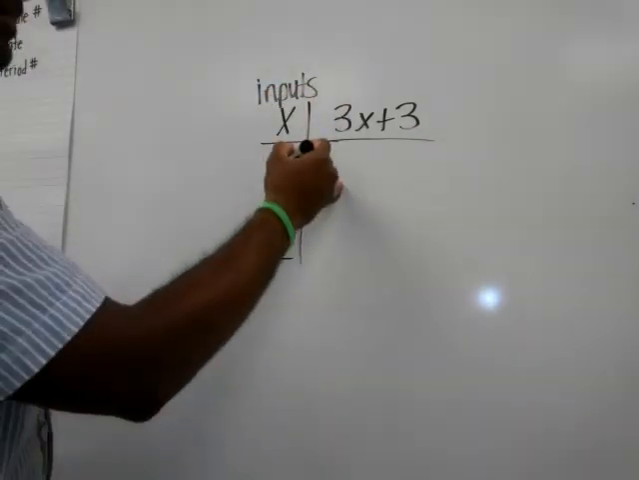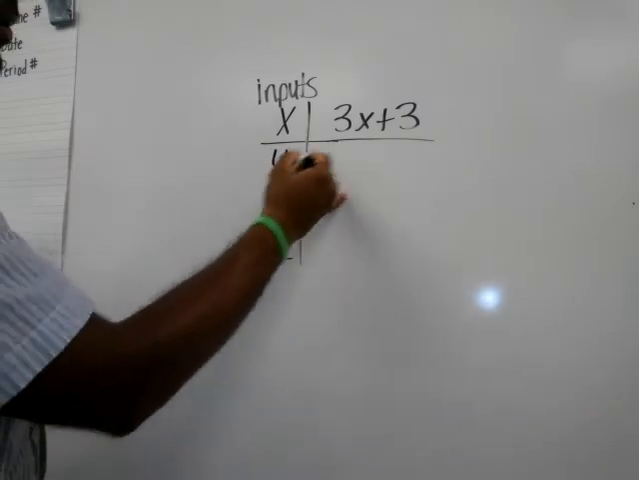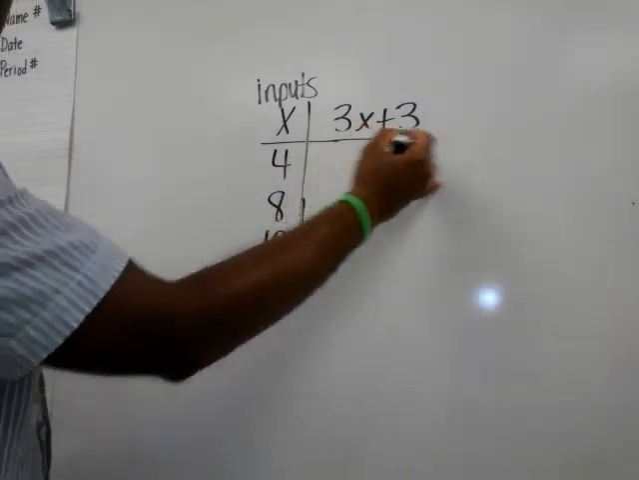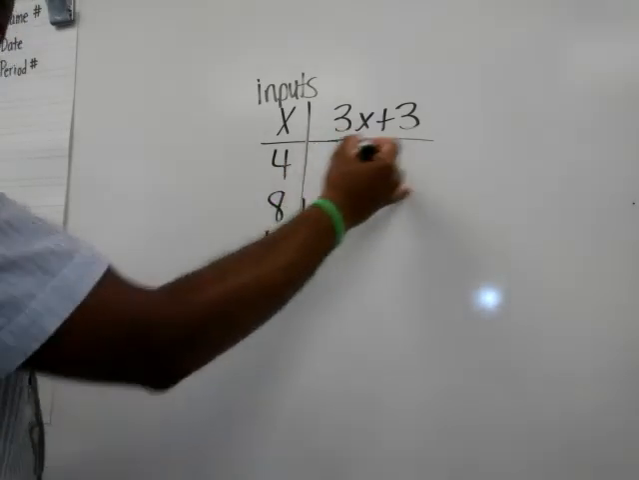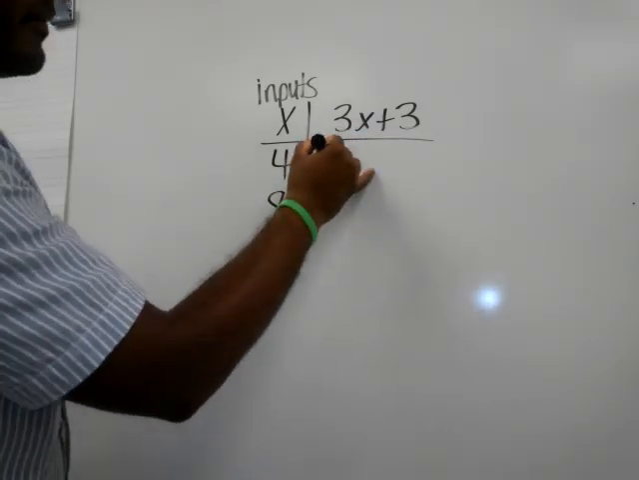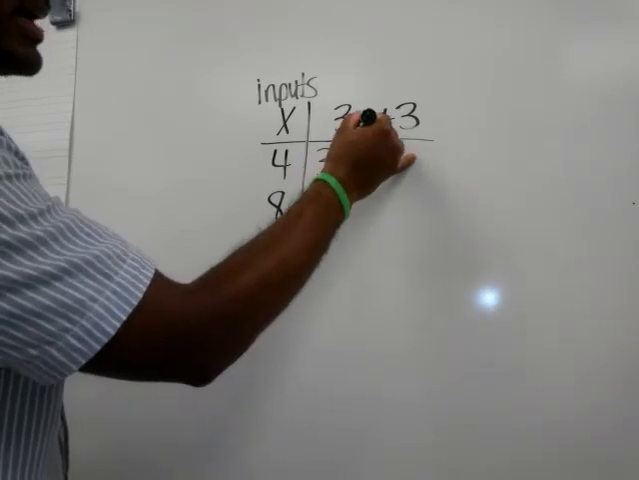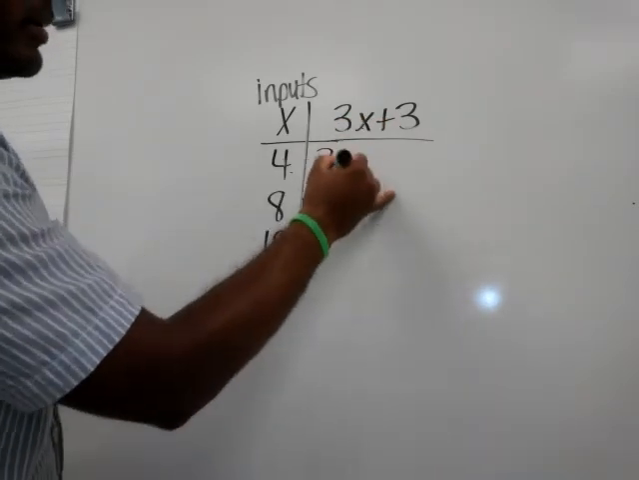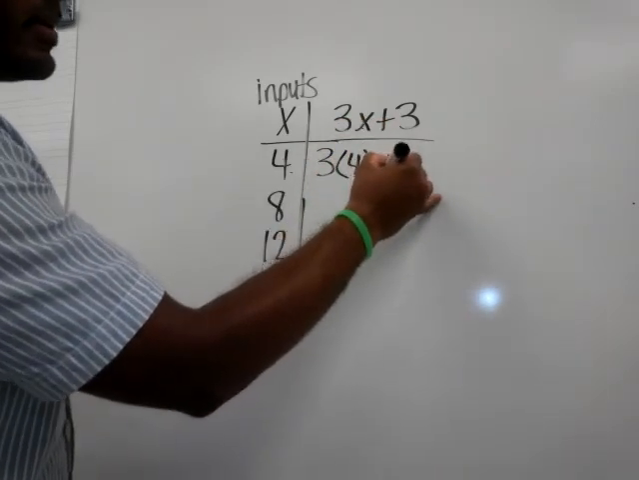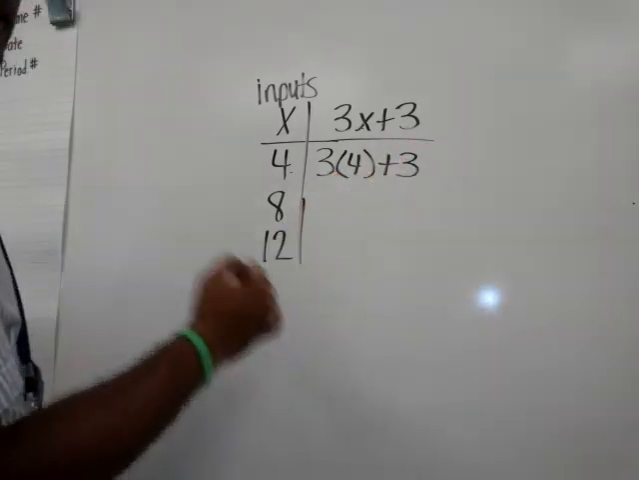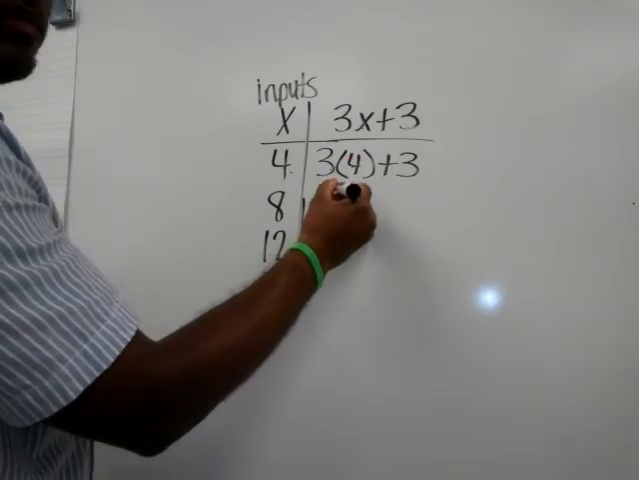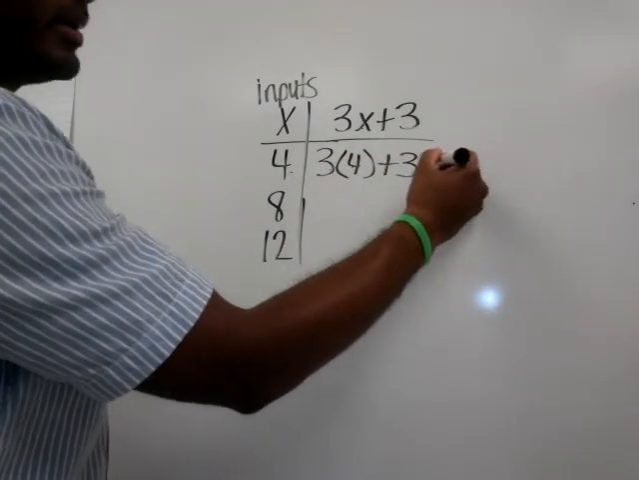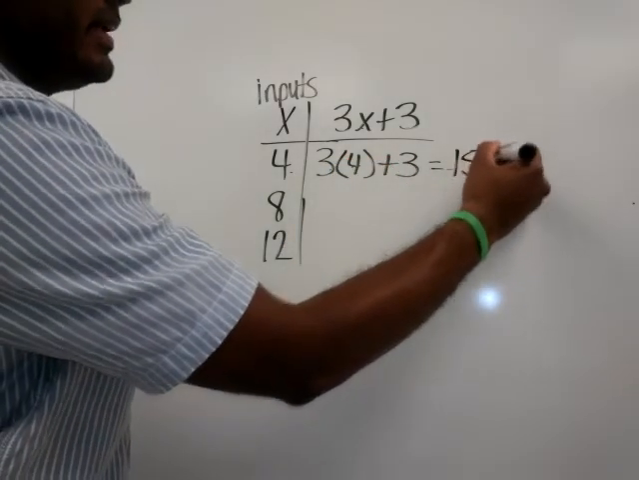So if you were to input these three values, starting with 4, and evaluate this expression with 4 replacing x, what would be your outcome? I'm going to go ahead and do that for this one. So we have 3, and I'm now going to replace x with the input of 4. I'm going to rewrite this, just inputting 4. Now, we need to solve this. Well, 3 times 4 is 12. 12 plus 3 is 15.